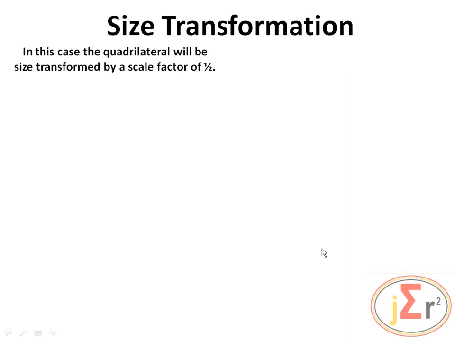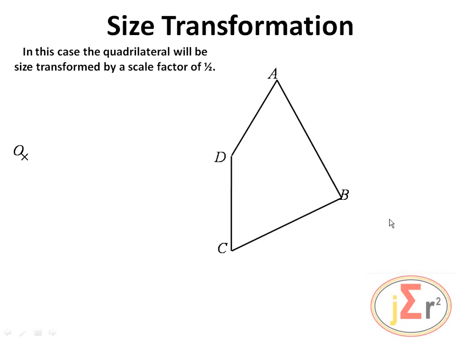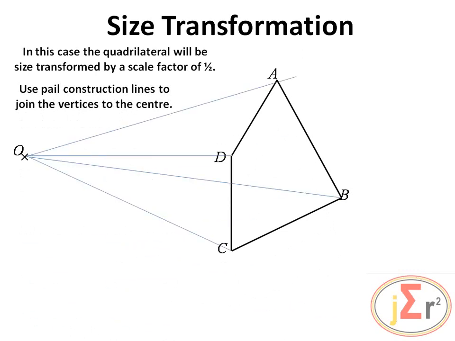In this case, the quadrilateral will be size transformed by a scale factor of a half. Use pale construction lines to join the vertices to the center. Of course, in this particular case, the lines that join the vertices do not need to go beyond the vertices that we have here. That is because the scale factor is a half, so the distance of the image will be a half of the distance of the object from the center.